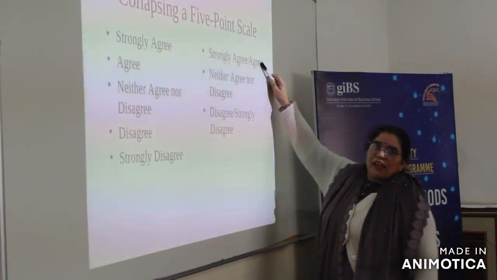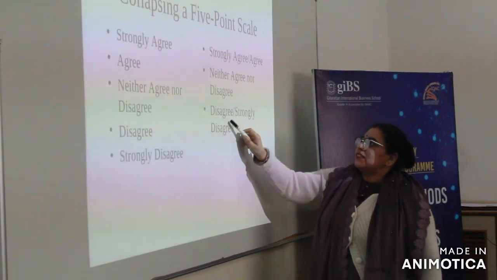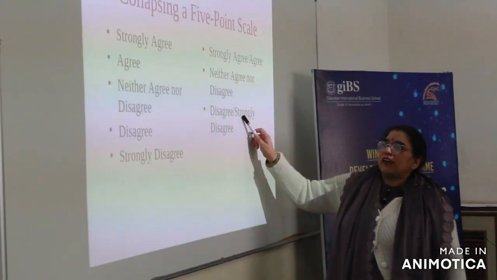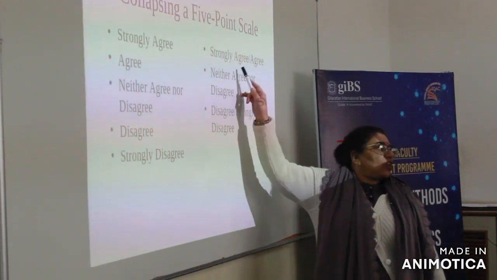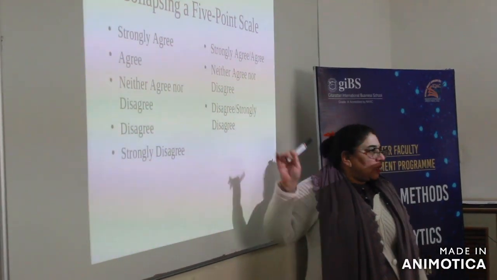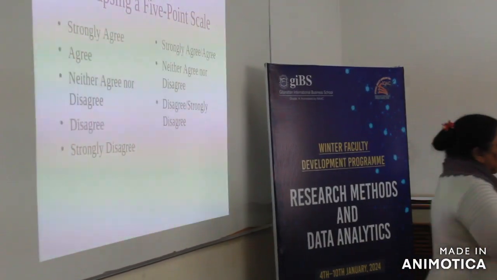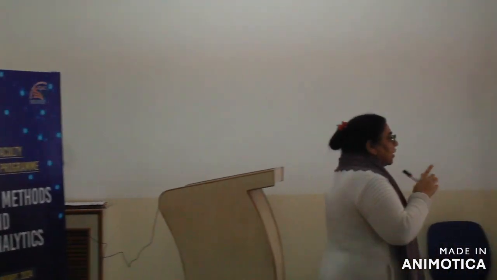Strongly agree and agree has been combined here, disagree and strongly disagree has been combined here, तो ये 5 पॉइंटर जो है वो कन्वर्ट हो गया होगा 3 पॉइंटर. But odd number रहेगा. It can be 3, it can be 5, it can be 7, it can be 9, it can be 11. Likert scale नहीं है. This is the way how we can collect the data.